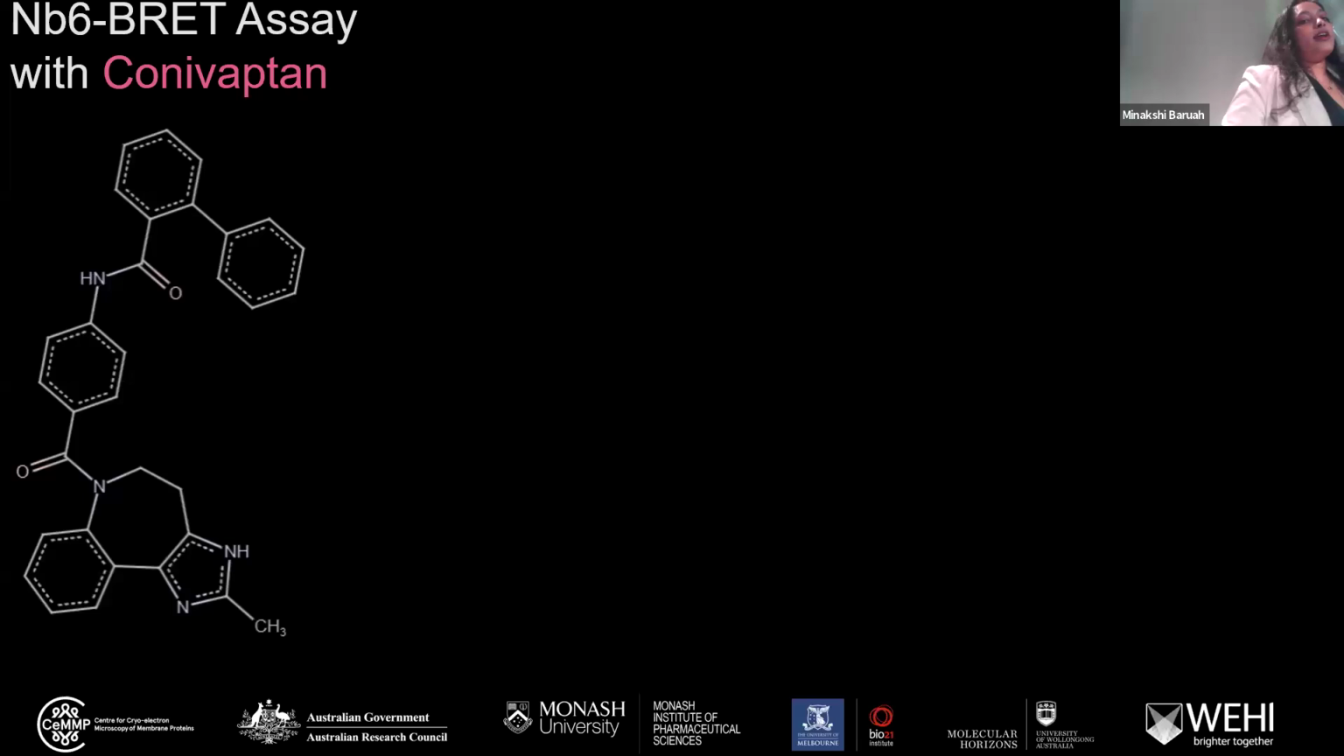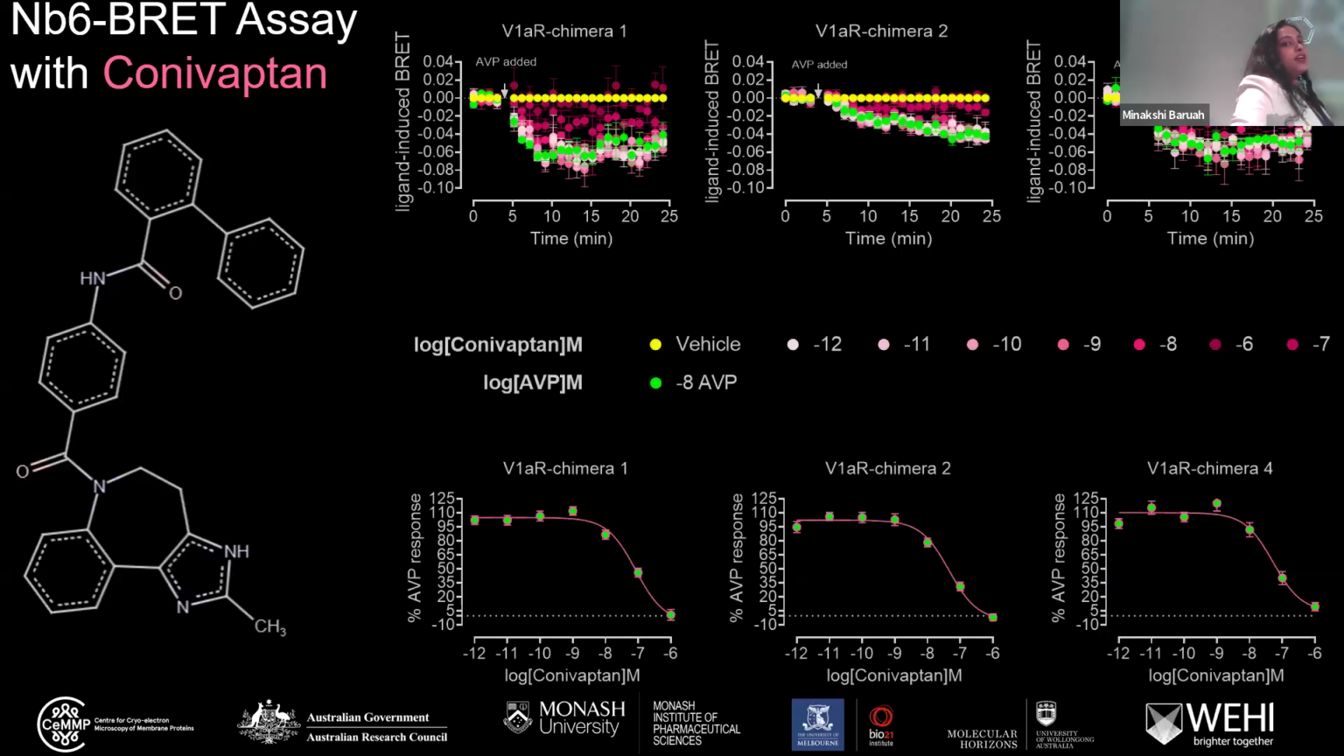And we tested another compound, which is a non-selective V1R antagonist, conivaptan, and we got similar results. With increasing antagonist concentration, nanobody 6 dissociation is inhibited.